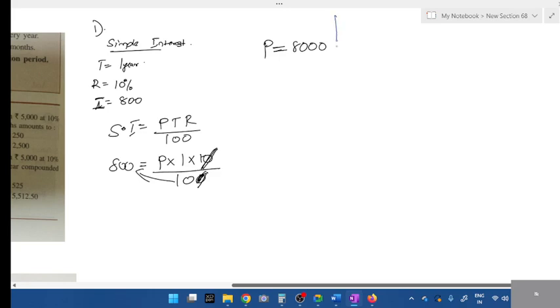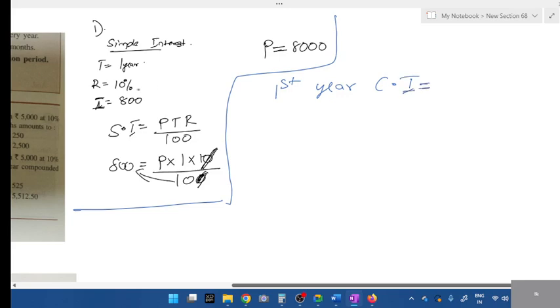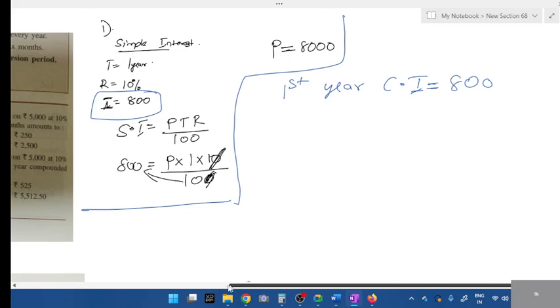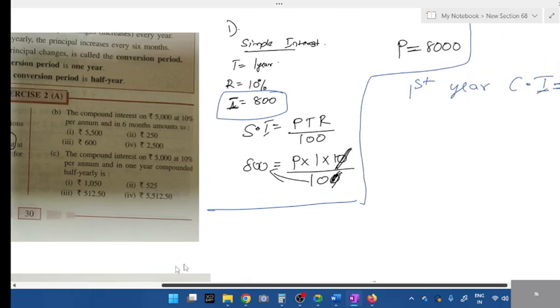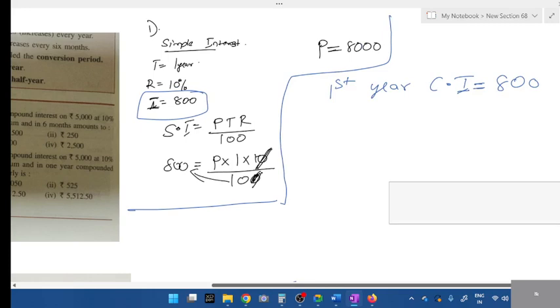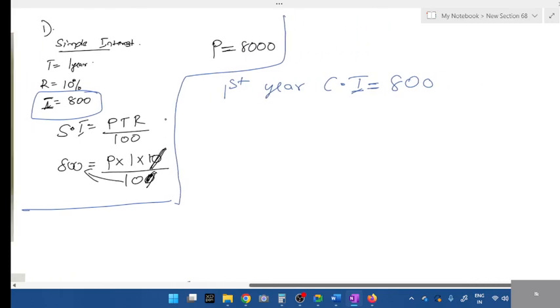Now, this is done. So for the first year, what is the compound interest? It is the same as simple interest, right? What is simple interest, student? Simple interest is how much? 800. So for the first year, it is the same. We need to find compound interest for the next year, right? For the first year, compound interest is 800, and let's calculate for the second year.